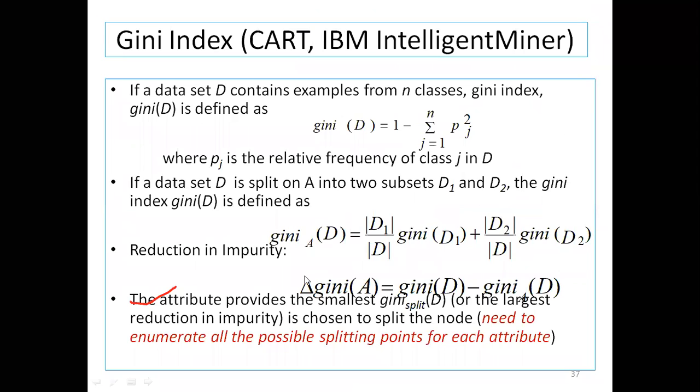Then the next thing is that you can also use Gini index. Okay, so go through it also, Gini index. If we use Gini index, then our decision tree will be known as CART. And the formula for Gini index is this one.